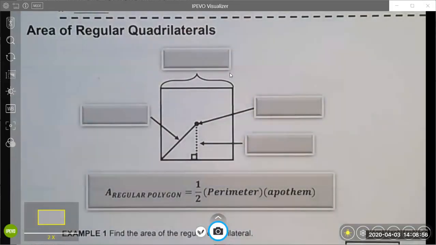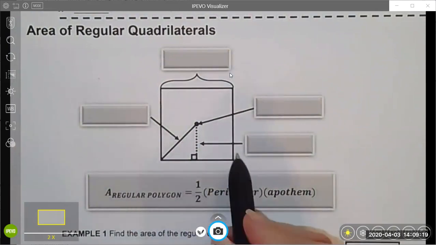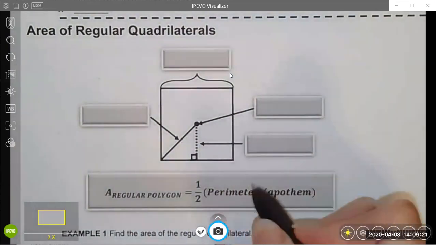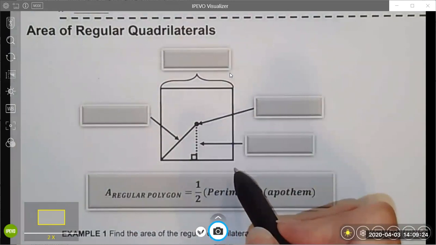Good afternoon. Today we're going to work on finding the area of regular quadrilaterals. A quick review: a quadrilateral is a four-sided polygon, and a regular polygon is a shape in which all sides are equal and all angles are equal. To review our vocabulary, we recognize this as being a four-sided figure with equal angles and equal sides.